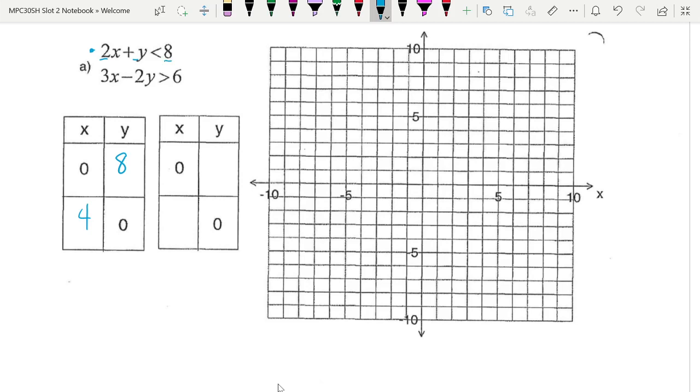What kind of a line is it? Solid or dotted? It's dotted, right? Because that's a less than symbol in here. So it's going to be a line that is dotted that goes through 0, 8, which is right there, and 4, 0, which is right here. And it's a dotted line, so I'm going to draw a dotted line there. Okay?